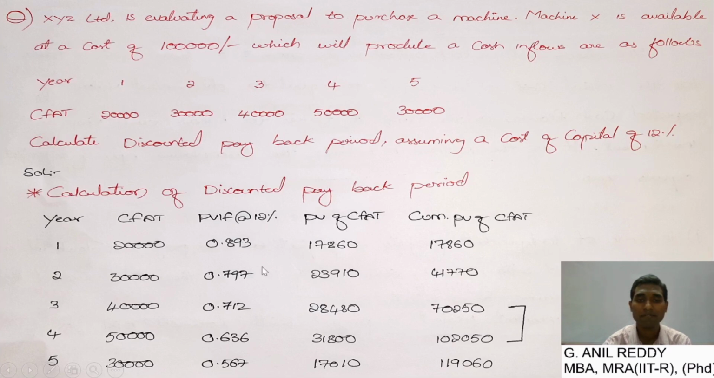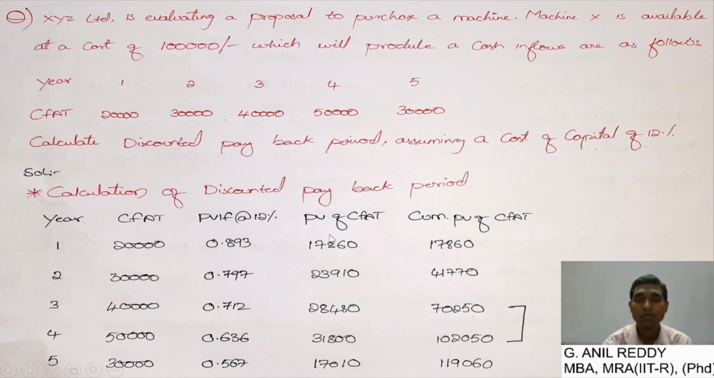Present value of CFAT: you need to multiply these table values with CFAT, that is CFAT 20,000 into 0.893, 30,000 into 0.797. That is how you need to multiply each and every item of the CFAT with the corresponding item of the present value interest factor at 12%. So you will get the present value of CFAT.